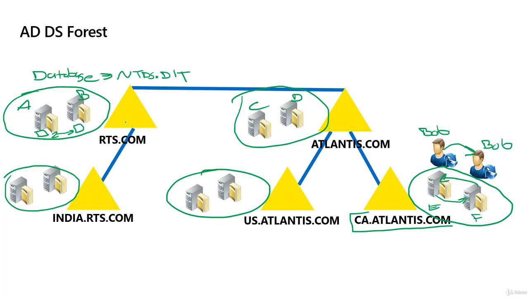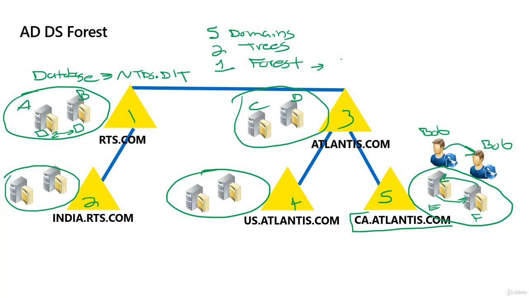So we have, in this picture, 1, 2, 3, 4, 5 domains. I have 2 trees. We know the Atlantis.com child domains below our tree, and the RTS.com, any child domains it have, would be 1 tree. And we have 1 forest. So that would be our design. Now, the hallmark of a forest is this trust relationship between these domains, so they can share resources.